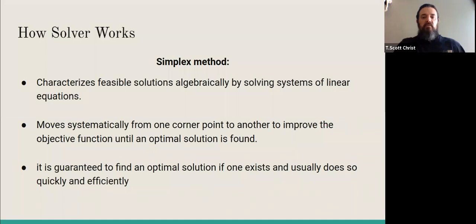It moves systematically from one corner point to another to improve the objective function until an optimal solution is found, or until the problem is deemed infeasible or unbounded. Because of the linearity of the constraints and objective function, it is guaranteed to find an optimal solution if one exists, and usually does so quickly and efficiently.